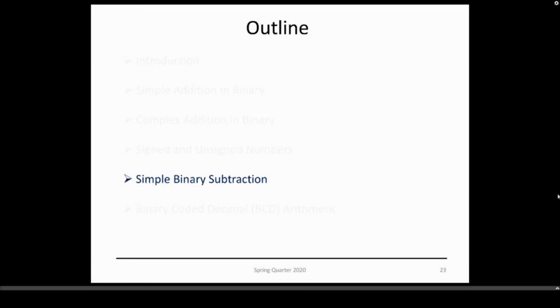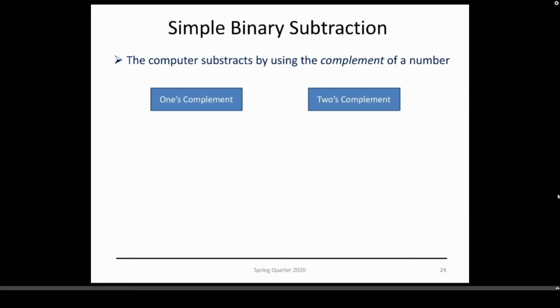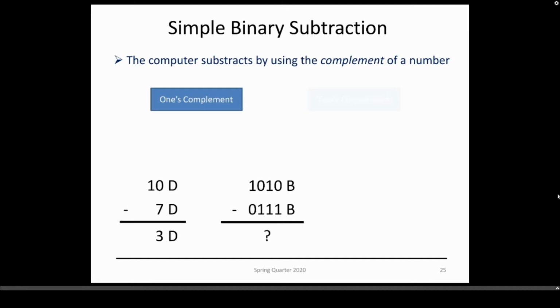Alright, now that we know how to represent negative numbers, let's see subtractions with binary numbers. Subtractions are done by using either 1's complement or 2's complement. Let's look at 1's complement. Let's say that I want to do 10 minus 7, where the answer is 3 in decimal. The first thing you're going to do is represent the binary number of these decimal values. So I get 10 and 7.